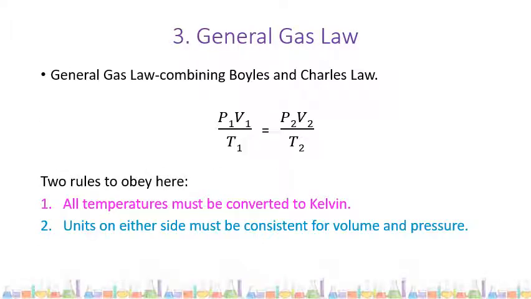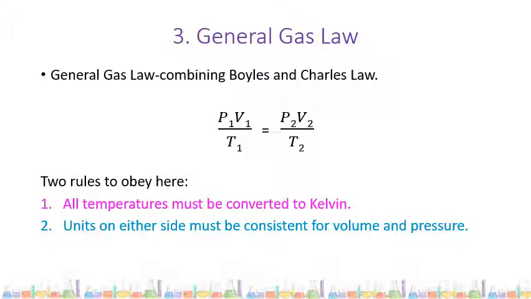The third law then is putting these two laws together to give us the general gas law. We combine Boyle's law and Charles's law to give us P1V1 over T1 is equal to P2V2 over T2. 2 rules to obey here.